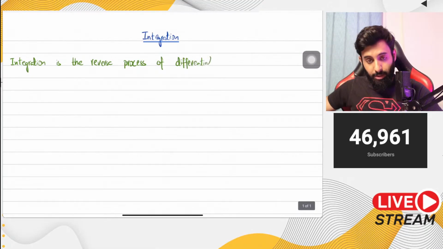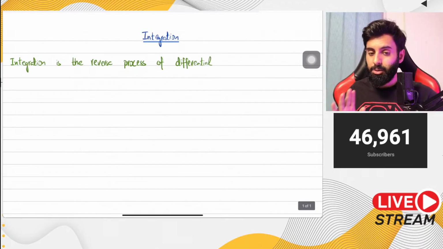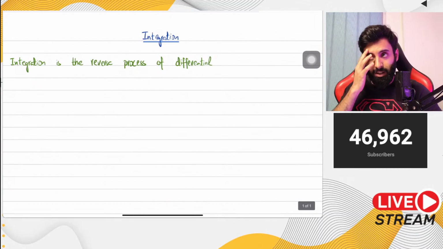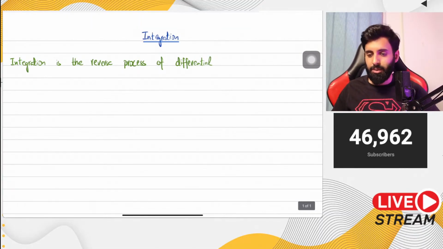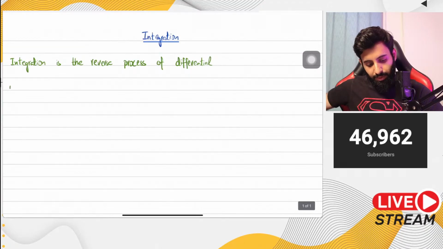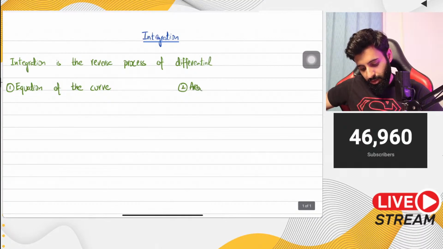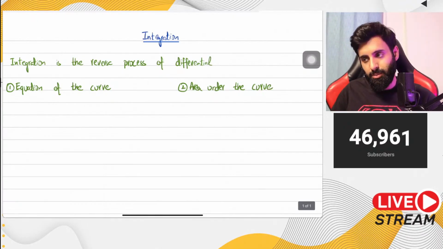Okay. Now remember, integration is used for two main reasons. There are two main objectives as to why integration is applied. This is very important. It's not used for any third thing. It's only used for two things. Number one, it is used to find out the equation of the curve. Number two, it's used to find out the area under the curve.